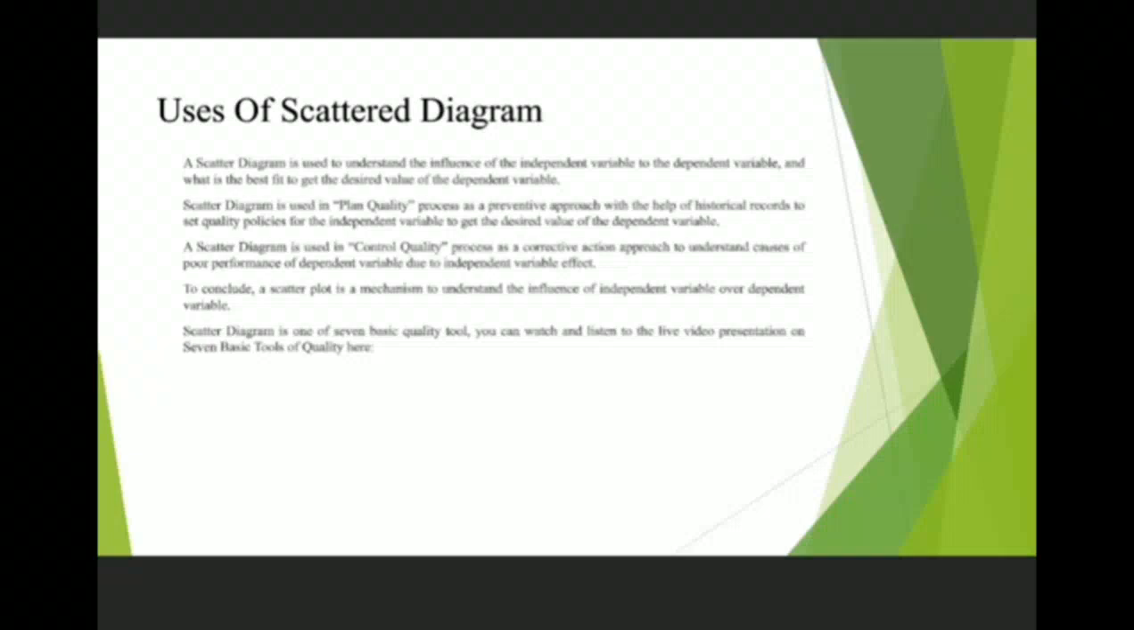Scatter diagram is used in the quality plan process as a preventive approach. A scatter diagram is used in the control quality process as a corrective action approach to understand the causes of the poor performance. To conclude, a scatter plot is a mechanism to understand the influence of the independent variable over the dependent variable. Scatter diagram is one of the 7 basic quality tools.